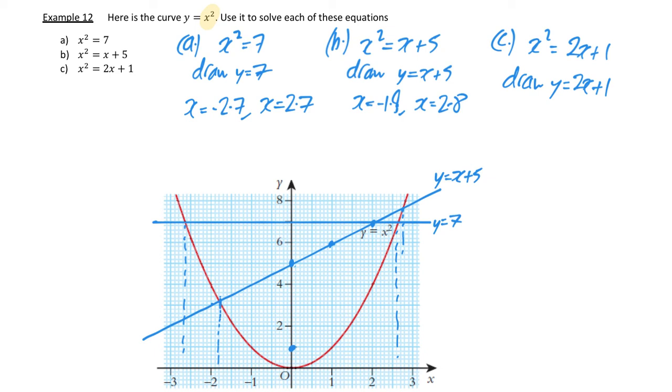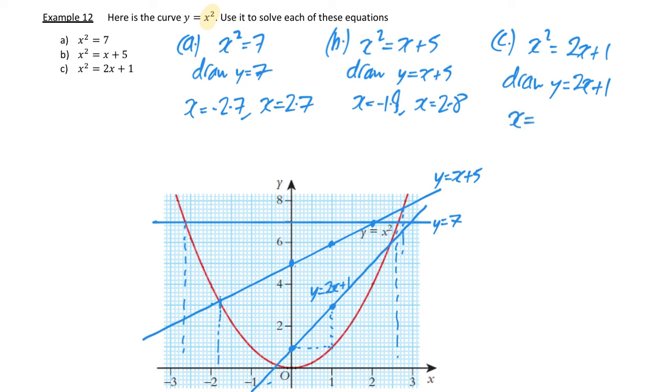So as I go across 1 unit, and going up 2, that takes me up to here. So there's 2 points for me to draw. So I'll pause the video again and draw those, link those 2 points up. Okay, you can see I've drawn my y is equal to 2x plus 1, and have a look at where they cross and then go down to your axes.